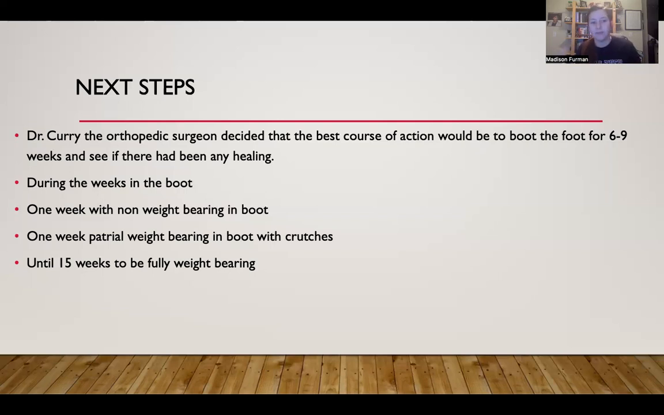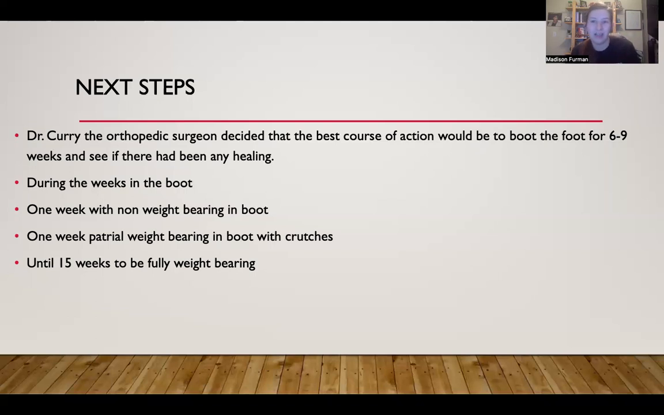Past that point, 15 weeks until we were fully weight bearing. That was just a safety precaution. So until 15 weeks, we refrained from running and jumping, but we did try to do full weight bearing on the foot at this point in time. So we do all these steps. All of this rehab has been done.